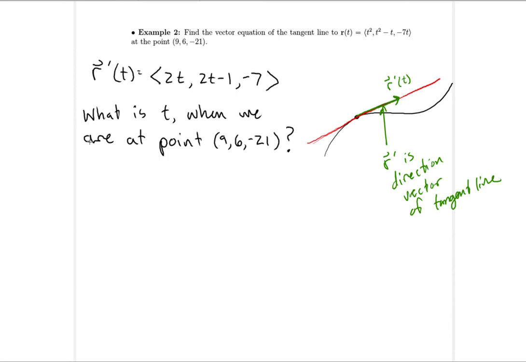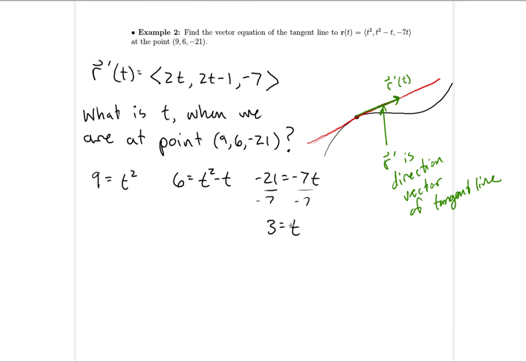Okay, well, we go back to our original function. We say 9 should be equal to t squared, 6 should be equal to t squared minus t, and negative 21 should equal negative 7t. Now, I think we can all agree that the third equation here is the easiest one to solve, right? So we solve it.